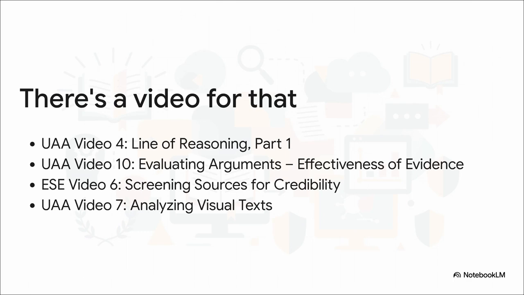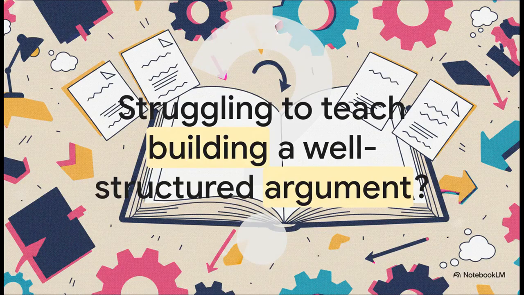Instead of you having to create a whole new lesson from scratch, you can just assign UAA Video 4 to break down what a line of reasoning even is, or use ESE Video 6 to teach source credibility. They're like perfect, targeted mini lessons you can plug right into your class. All right, here's another one we've all seen. Your students are working on that huge individual written argument, and they're just stuck, staring at that blinking cursor on a blank page, totally overwhelmed by the thought of writing 2,000 words.